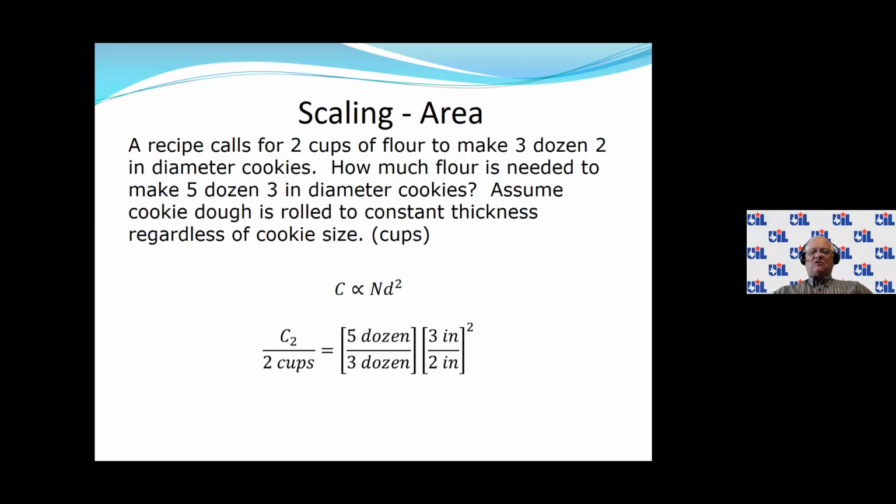The length dimension is squared because I'm dealing with an area on the cookies, again because the thickness of the cookie is constant. If that were not the case, it would be cubed. So it's squared like that. Then I just multiply it out. It turns out I need 7.5 cups of flour to get this cookie recipe going. Okay, so that's the way that goes.